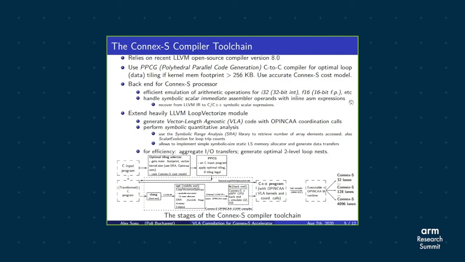The compiler toolchain for Connex-S relies mainly on the LLVM framework, but also on the PPCG C-to-C loop optimizer, in case the program memory footprint is larger than 256 kilobytes of the scratchpad memory. We had to implement a new backend for Connex-S, in which we add efficient emulation of arithmetic operations for unsupported types such as 32-bit integer and 16-bit floating point.